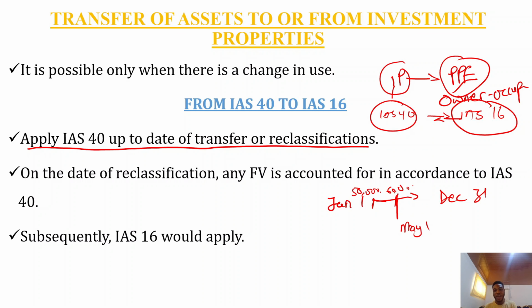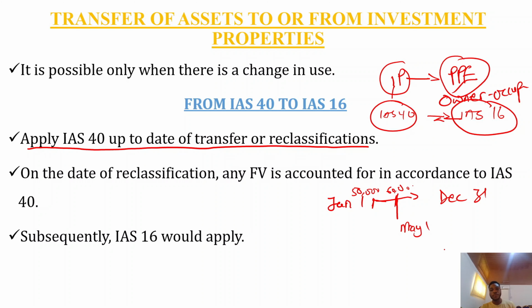Are you getting the picture? Does that mean that we have to calculate depreciation at this date? No. They are saying that subsequently IAS 16 would apply. So it is after 1st May. From 2nd May to December, that is where you will now apply IAS 16, from that point, where this 60,000 will now be subjected to depreciation and so on and so forth. Are you getting the picture? So the opposite is true.